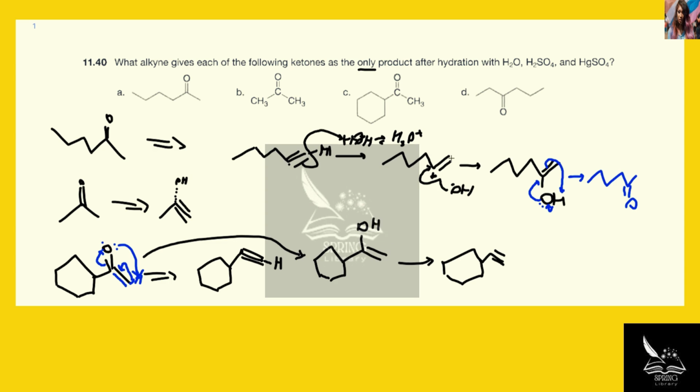So for D, we'll draw D on a separate page. So 1, 2, 3, 4, 5, 6. 1, 2, 3. So we want a carbonyl here. This problem is a little bit more tricky. We need to identify how we can get this product from our alkyne starting material. So we have 1, 2, 3, 4, 5, 6. So we have 6 carbons.